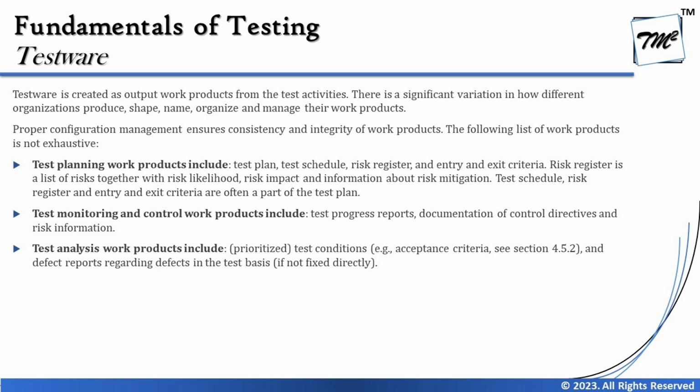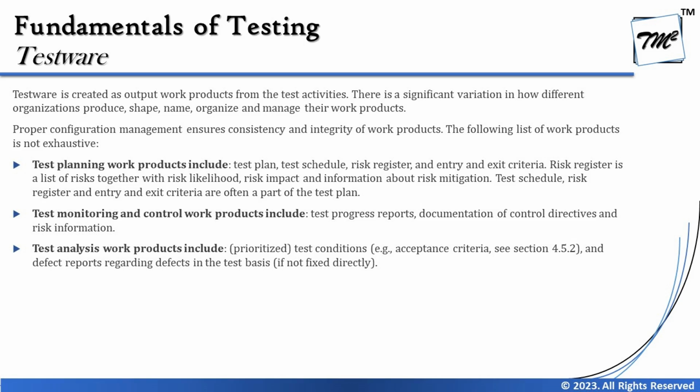The very first thing is, testware is created as an output work product from the activities of the test process. There is significant variation in how different organizations produce, shape, name, organize, and manage their work products. So of course, it may not be exactly the same, but things may be around the same. Now, proper configuration management basically ensures consistency and integrity of the work products. The following list of work products is not exhaustive, which simply means that this is not the complete list of things which may happen across organizations, but we are just trying to bring up a confined list of items which are quite common among different industries.